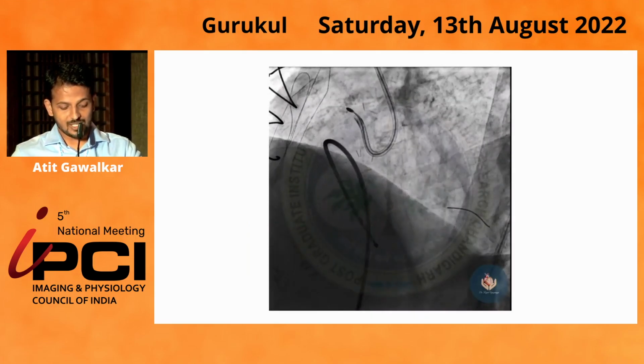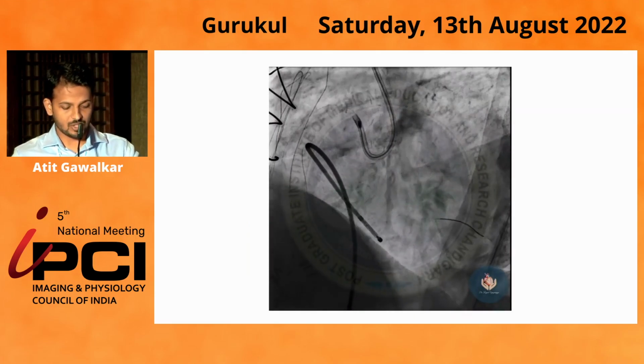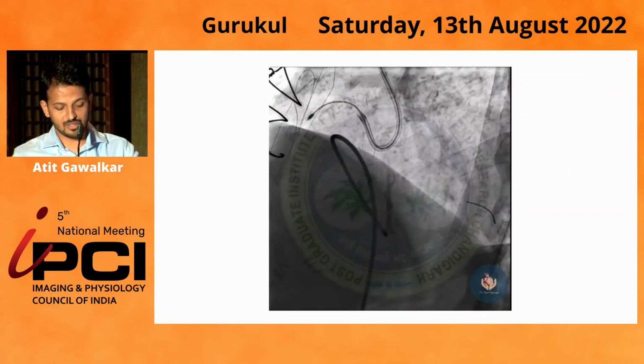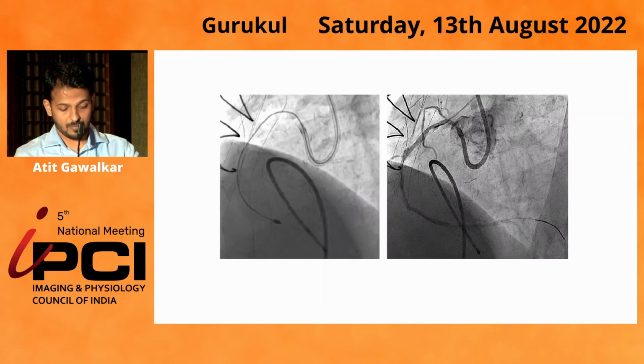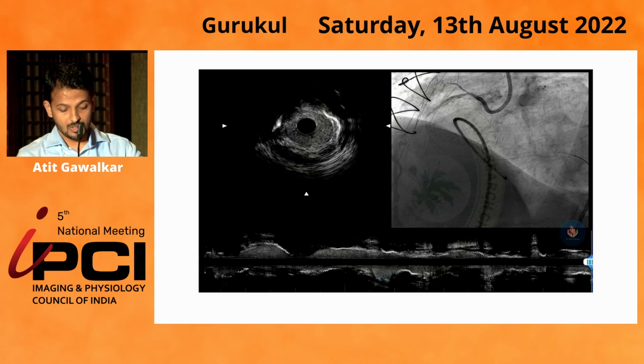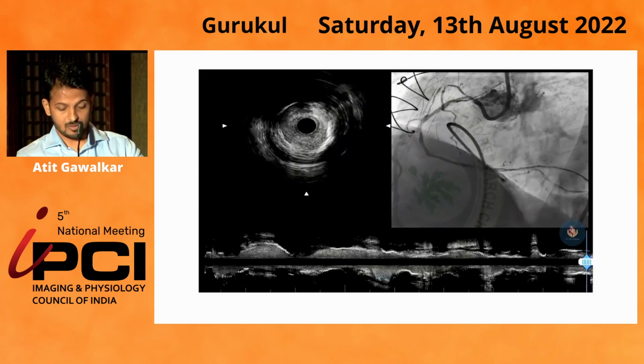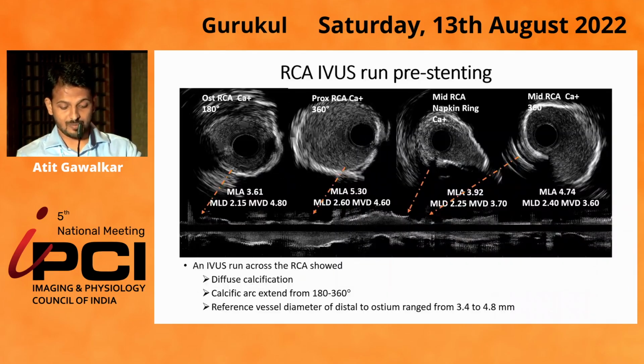So this was the diffusely calcified RCA. This was the first initial runs of the rota, and then the final run till the distal RCA. Okay. So this is how the angiogram looks. This is rather a long video, so I'll summarize this.